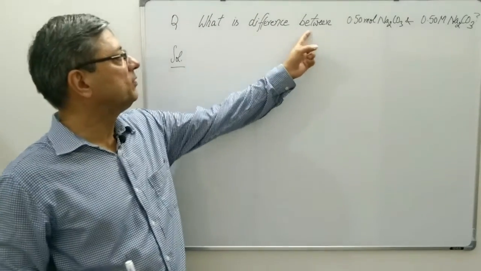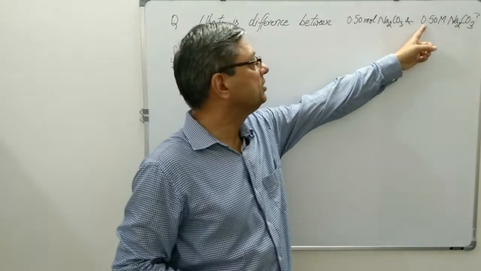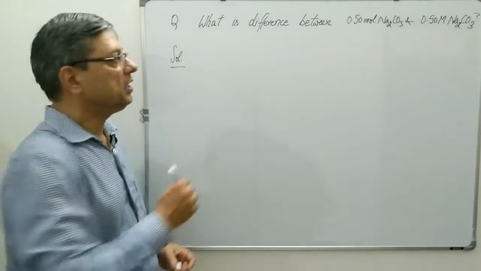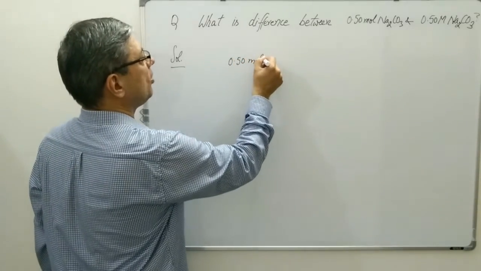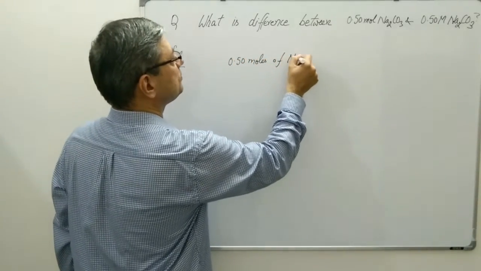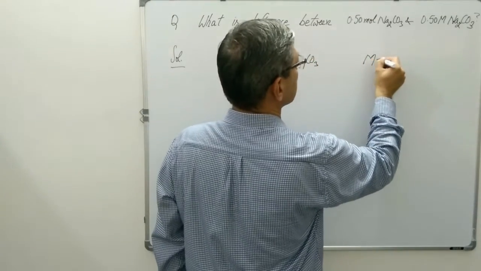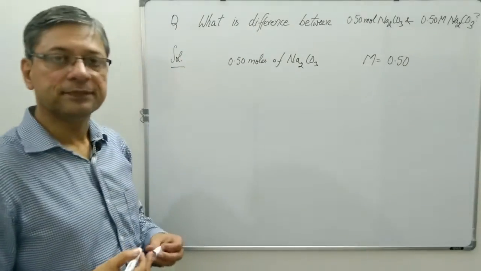What is the difference between 0.50 mole Na2CO3 and 0.50 molar Na2CO3? We are given 0.50 moles of Na2CO3, and we are also given molarity is equal to 0.50 of Na2CO3.